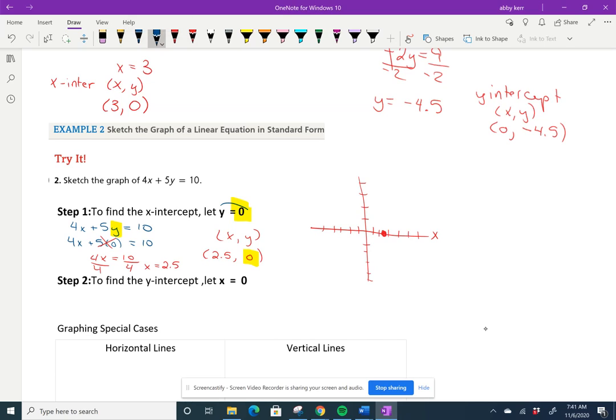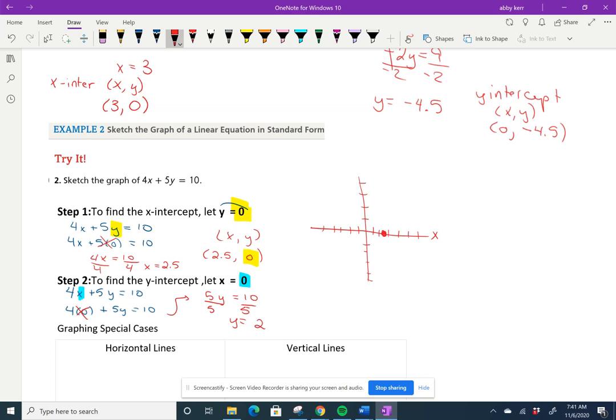Now for the y-intercept, we start back at the equation 4x plus 5y equals 10. But now we're going to substitute 0 into x. So 4(0) plus 5y equals 10. 4 times 0 goes away. So we are left with 5y equals 10. So we're going to divide by 5 on both sides.